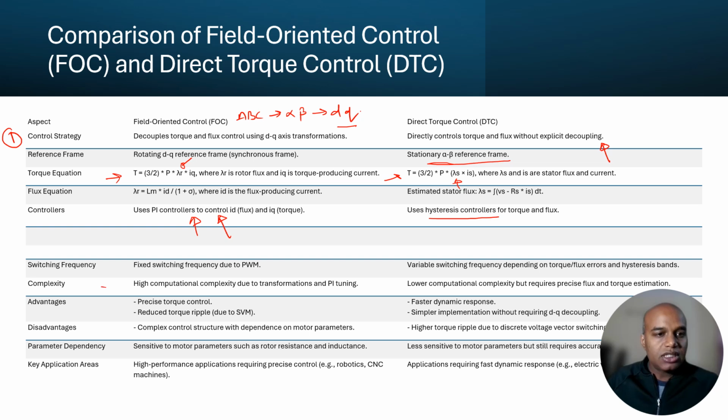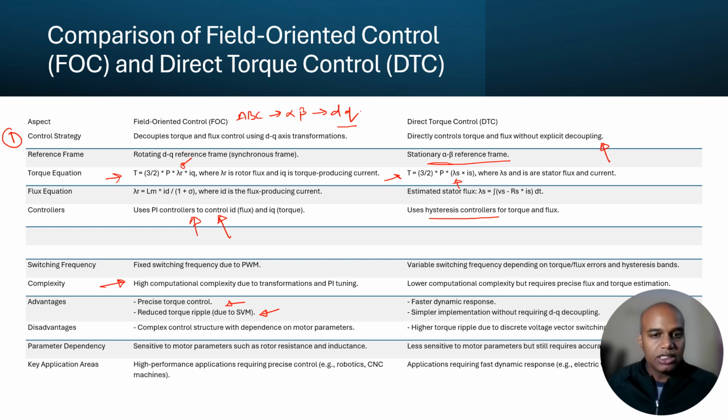As we just stated, FOC is more complex in terms of implementation because of the transformation being done there. Advantages: FOC gives more precise control, because we have seen that in DTC we have the torque ripple phenomenon. Therefore, more precise control happens in the case of FOC, and there is very little torque ripple as compared to DTC.